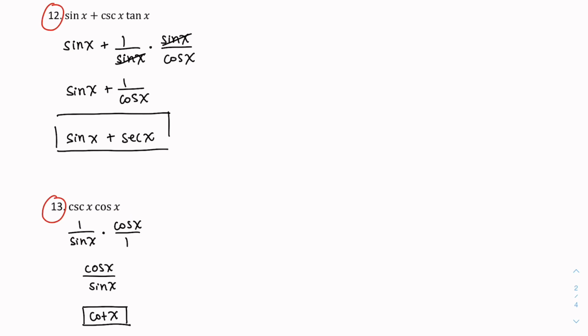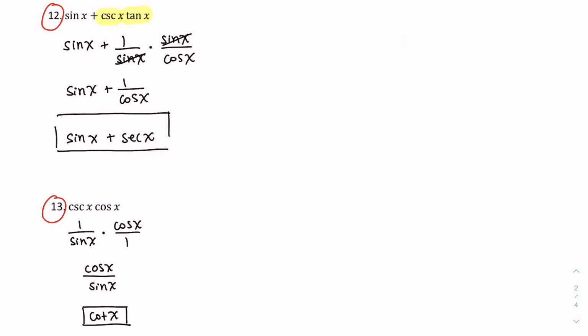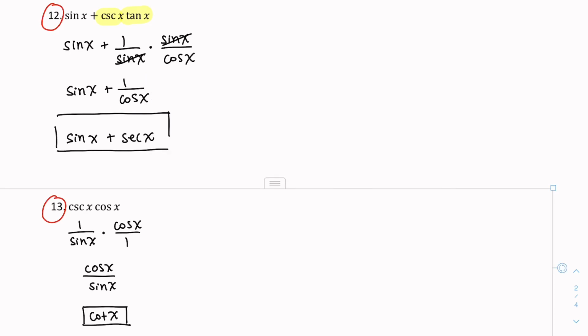Okay, so here's our work for number 12. We rewrote both cosecant and tangent: 1 over sine, then sine over cosine. We canceled our sines, so we're left with sine x plus 1 over cosine, and then we replaced 1 over cosine with secant, which was one of our formulas.